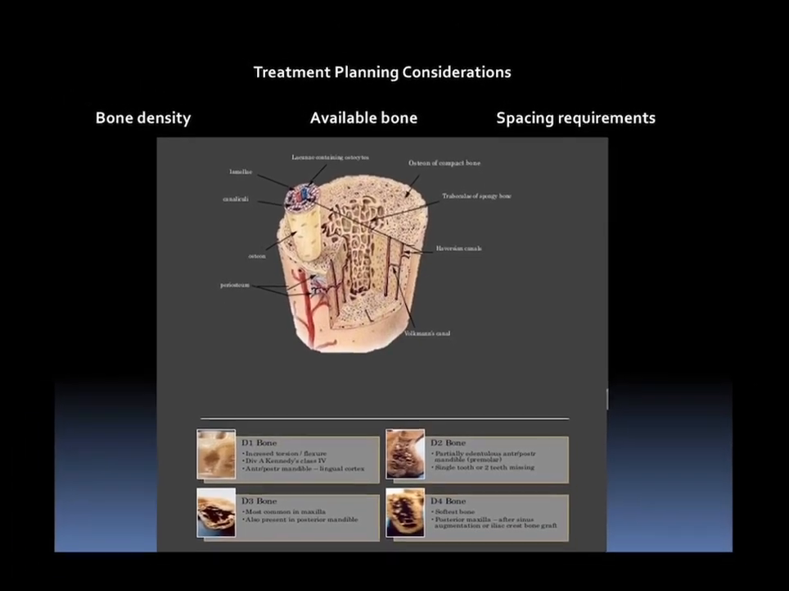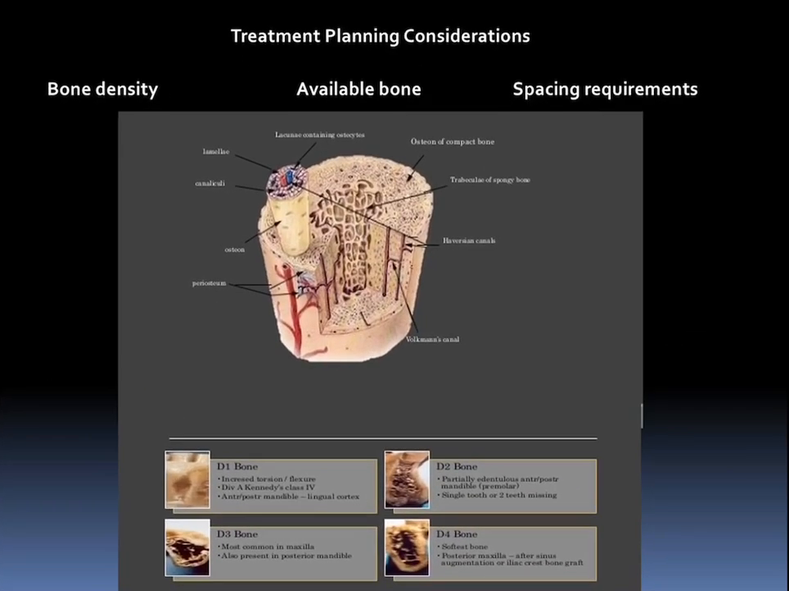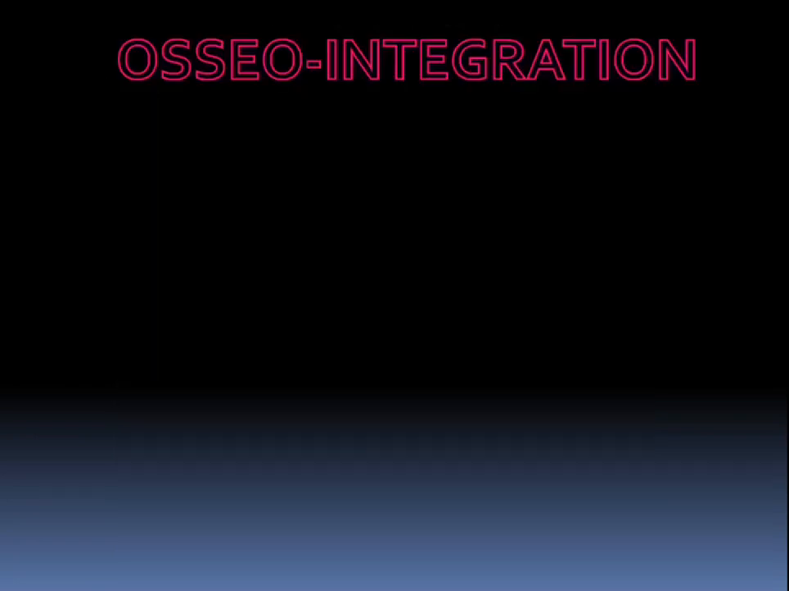now this D5 is the bone which is found in the recently extracted tooth, that is what we can say as the extraction socket. Here the D5 bone consists of the Hounsfield units which are less than 150 Hounsfield units. So these are the factors how the bone density matters in the planning of a dental implant.